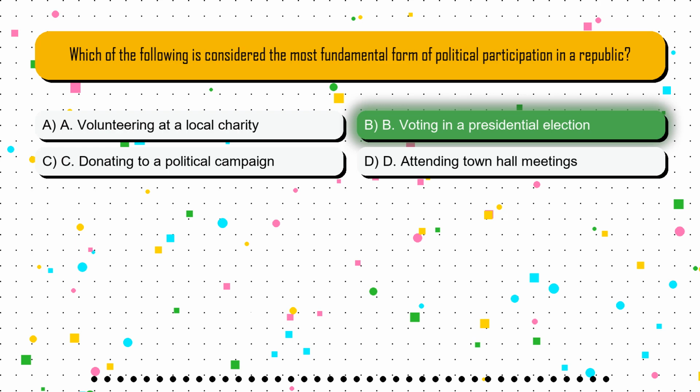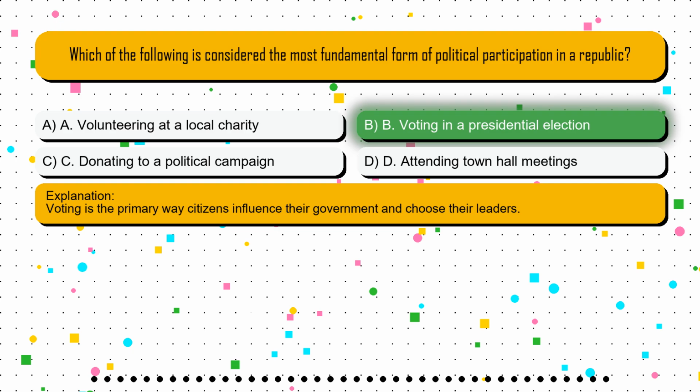The correct answer is option B. Voting in a presidential election. Voting is the primary way citizens influence their government and choose their leaders.